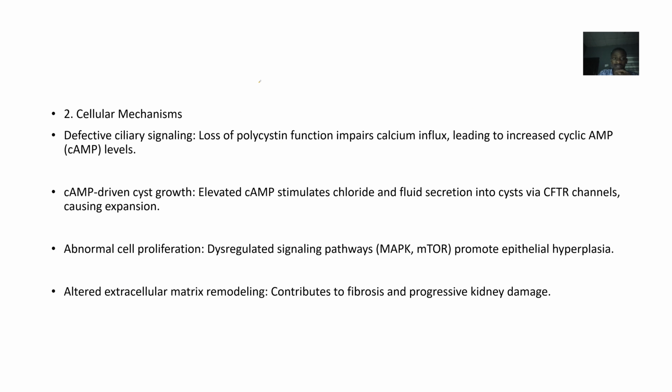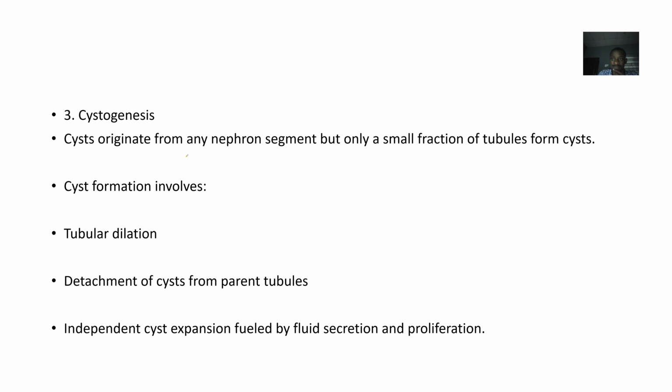So, cellular mechanism: defective ciliary signaling, where there's loss of polycystin function, impairs calcium influx. So there is cAMP-driven cyst growth. There's elevated cyclic adenosine monophosphate. Now there's abnormal cell proliferation, and there's altered extracellular matrix remodeling.